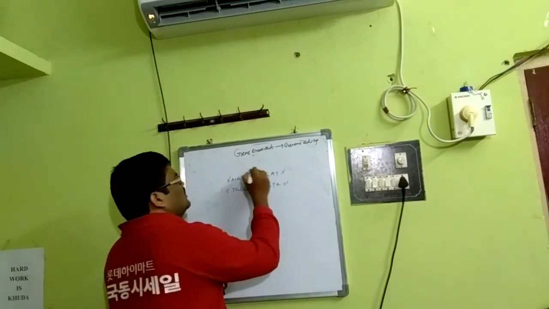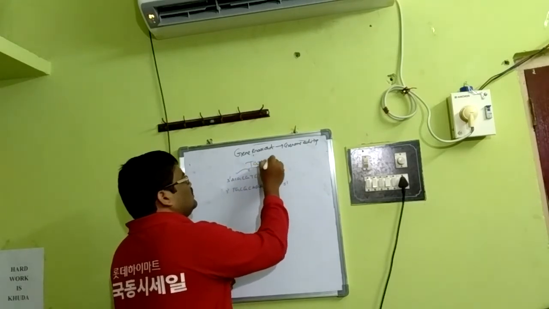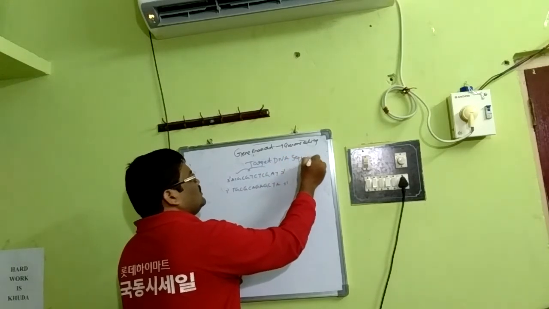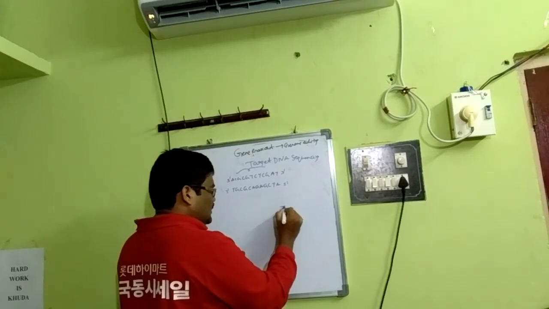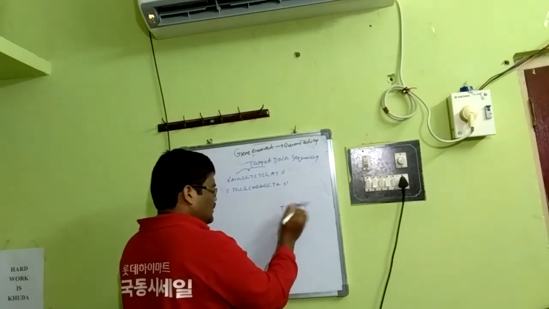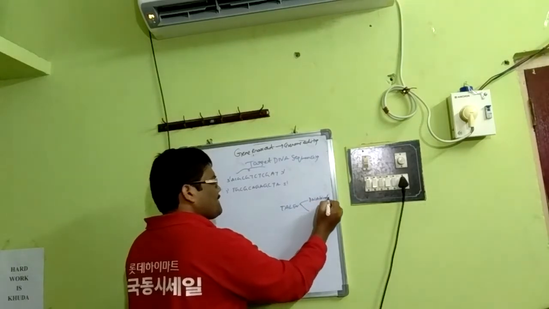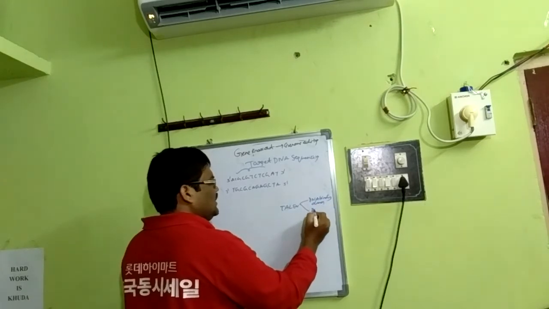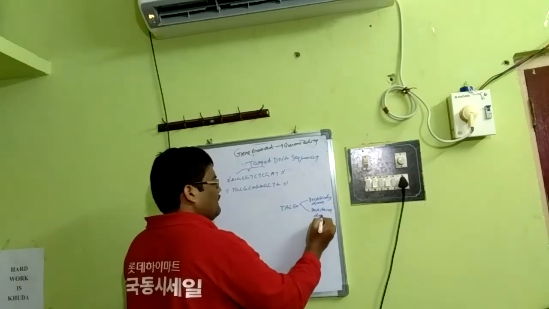Okay. This is called the target DNA sequence. You know how TALEN forms? TALEN has a DNA binding domain, whereas a DNA cleavage domain.